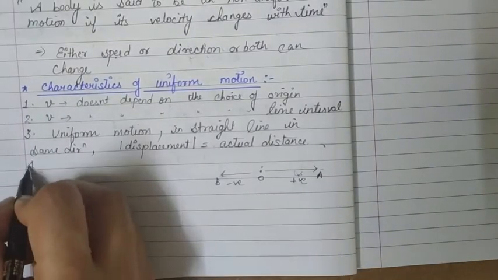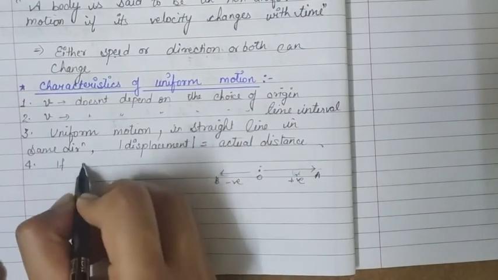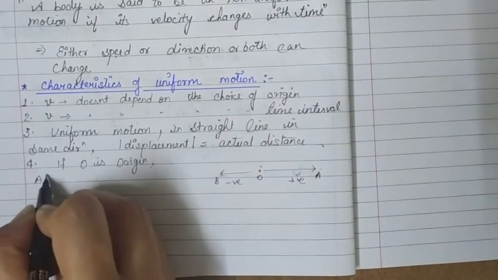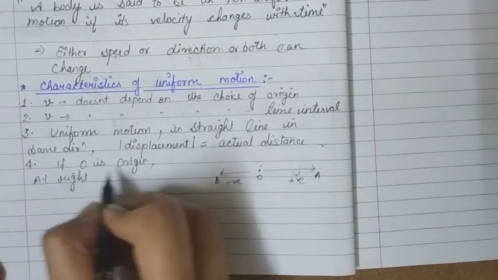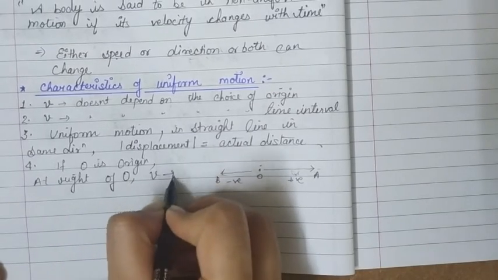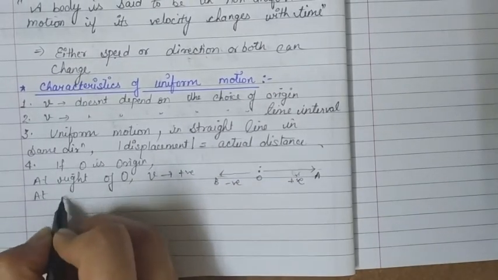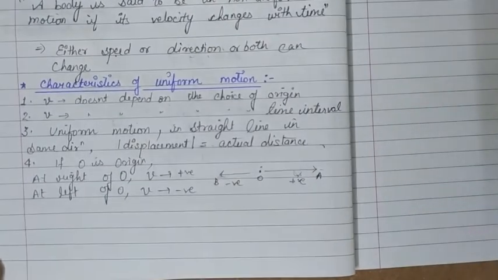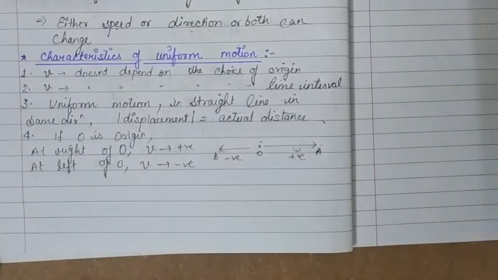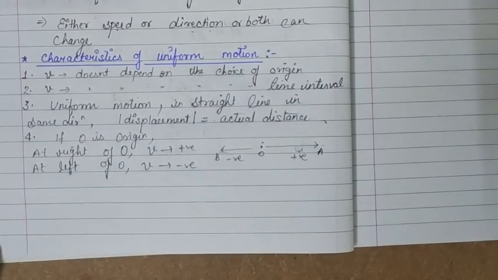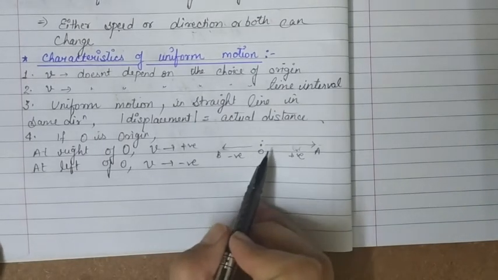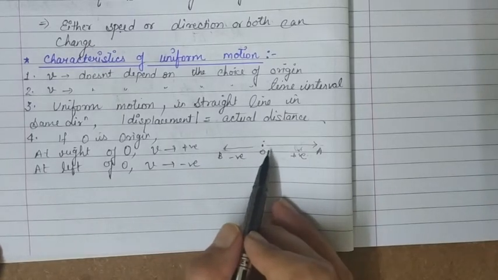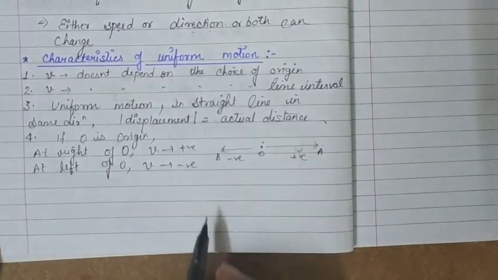So the fourth characteristic: if O is the origin or the reference point, then to the right of O velocity will be positive, and to the left of O velocity will be negative. This is the sign convention. If the object is moving towards the right of the origin, then its velocity is taken as positive, and if the object is moving towards the left of it, then its velocity is taken as negative.